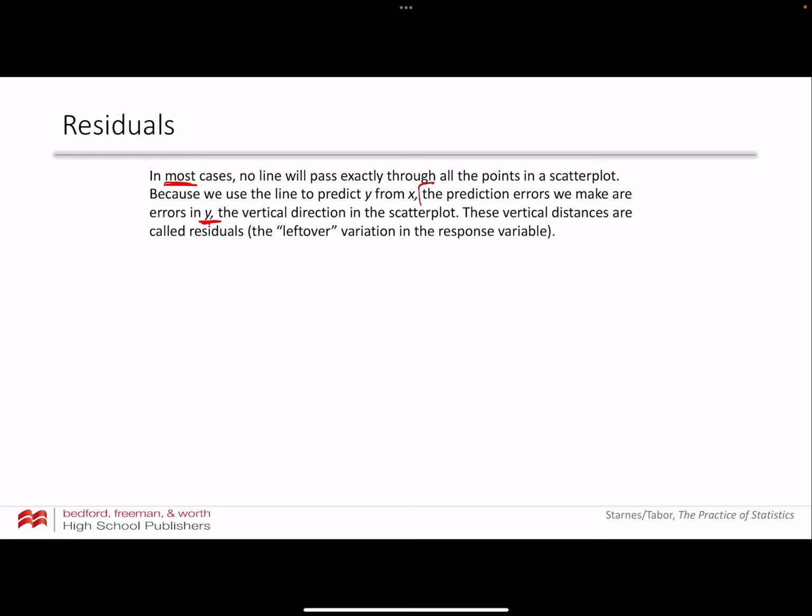So this is very important. When we talk about the prediction error, the error that we make, we're talking about the y direction, right? X is given to us. Our error is in the prediction that we make. So we're going to call those vertical distances residuals, or in other words, the leftover variation in the response variable y.